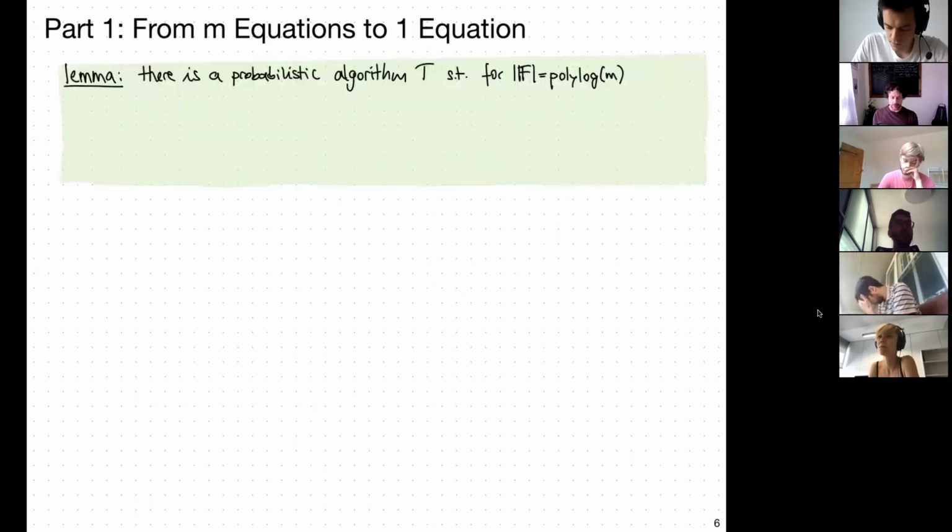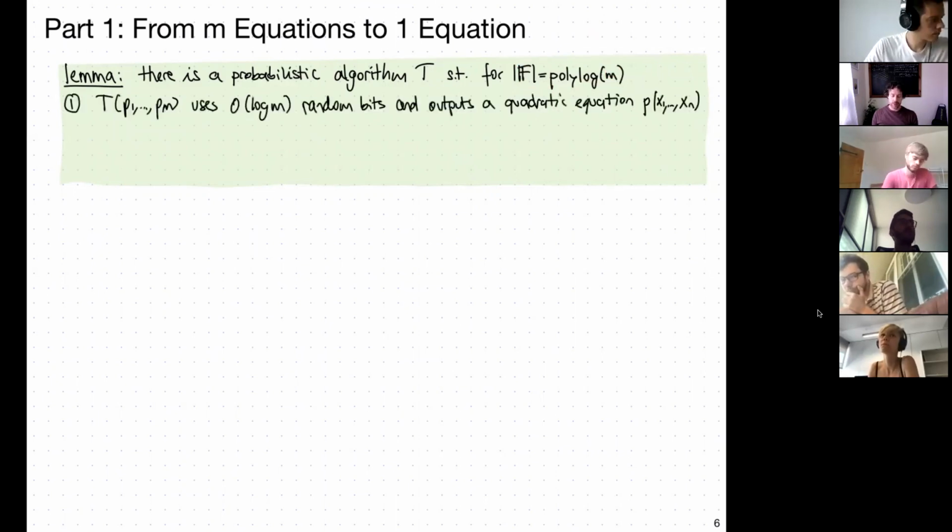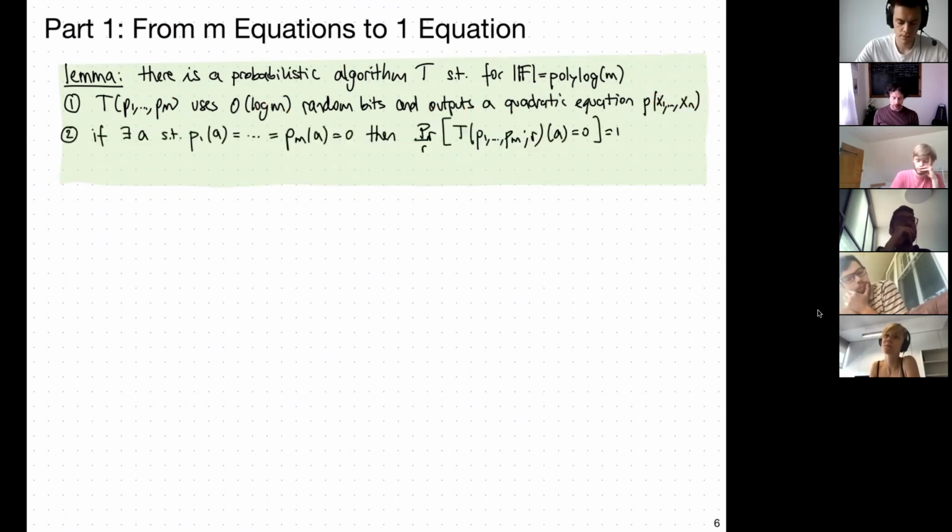Okay. So, what we want to do is to show that there exists some probabilistic algorithm, and think about field size, which is log or log squared, maybe polylog, that would do the following thing. It would use logarithmically many bits, logarithmic in the number of different quadratic equations, and output a single quadratic equation, such that if there is a satisfying assignment that satisfies all of these polynomials simultaneously, then it would always satisfy this new equation that we created, the bundled equation.